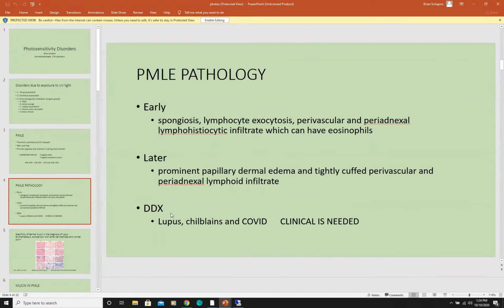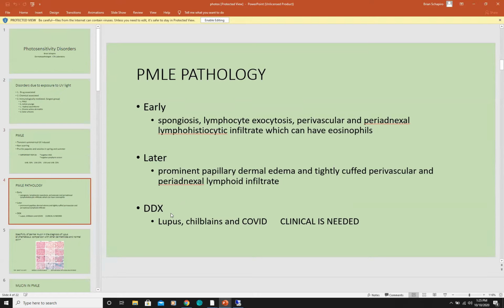The pathology early on is spongiotic with lymphocyte exocytosis and a perivascular and periadnexal lymphocytic infiltrate. There can be eosinophils, so it's really not a specific histology. A little later on, you find this prominent papillodermal edema with a characteristic histologic findings and a tightly cuffed superficial and deep perivascular and periadnexal lymphoid infiltrate. So that is a more characteristic histology.